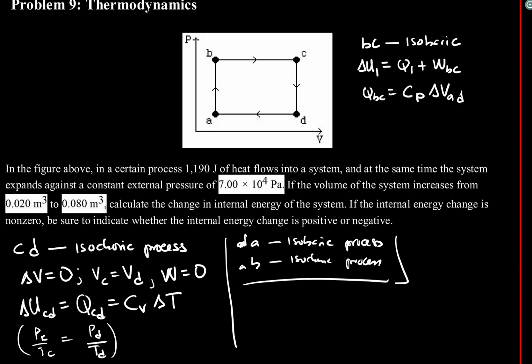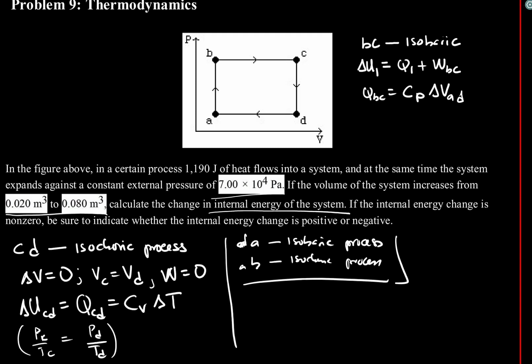Now, we have been asked to determine, in the figure above, in a certain process, 1,190 joules of heat flows into the system. At the same time, the system expands against a constant external pressure of 7 × 10⁴ pascals. If the volume of the system increases, there is an expansion, which means that the system does work, which means that the work done is negative. Calculate the change in the internal energy of the system.